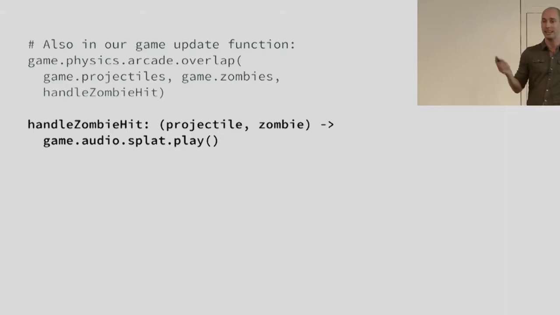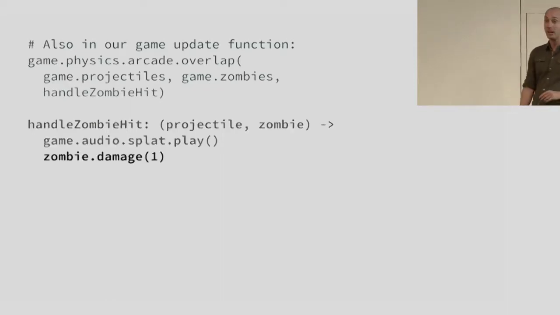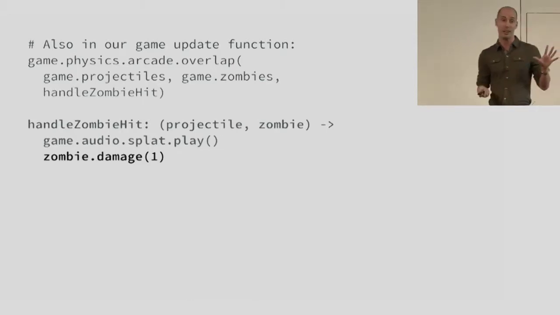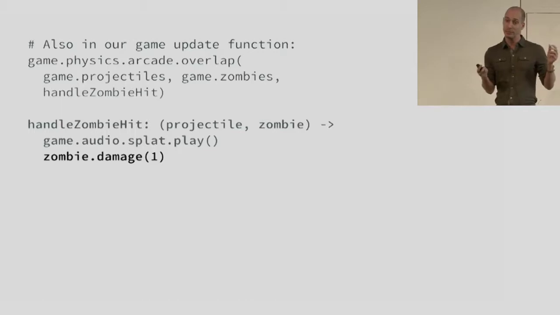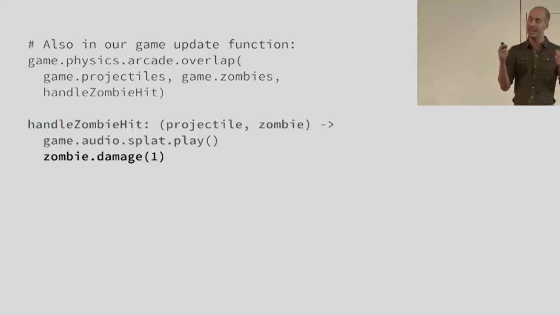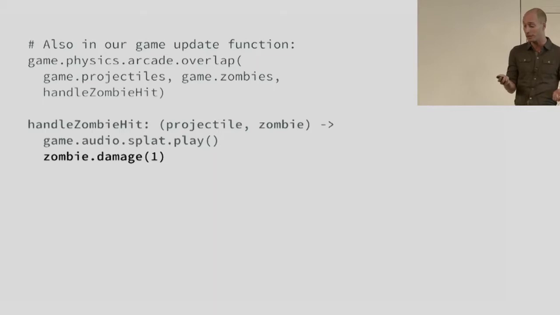First thing is we're going to play a splat sound, like the sound of the pea hitting the zombie. Then we'll make the zombie take 1 damage. Remember, he started with 5 health, so after 5 peas have hit him, his health will be 0, and that's a convention that Phaser gives you. If a sprite has health, and you take that health down to 0, Phaser will cull that sprite from your game automatically, because that's a common thing that you might want to do.